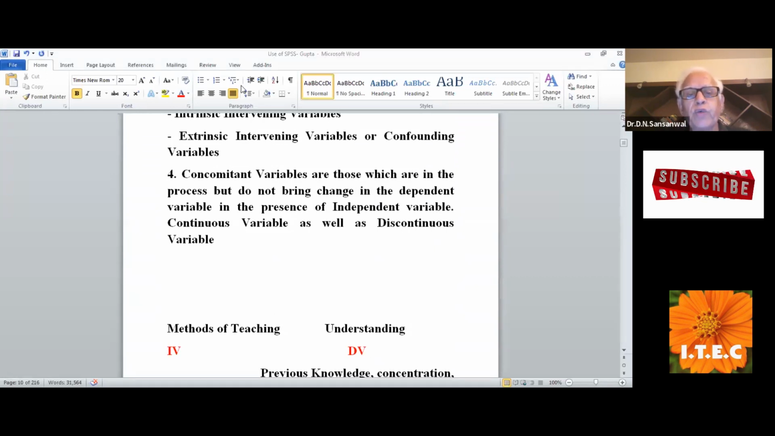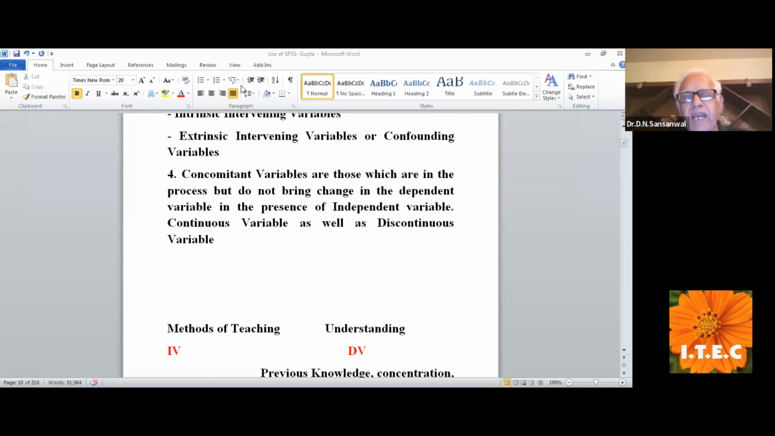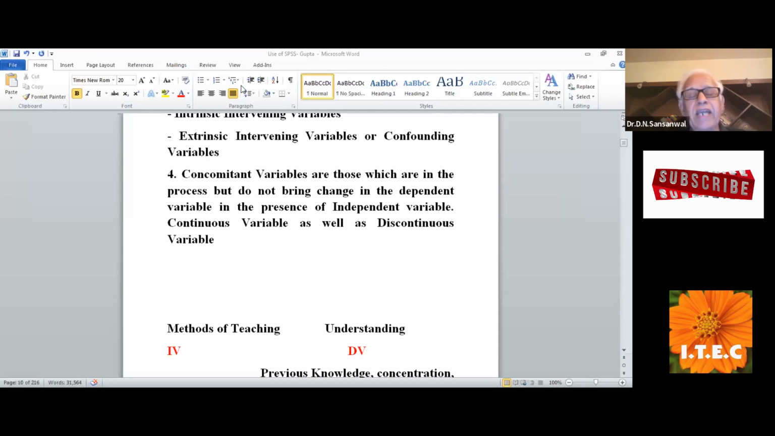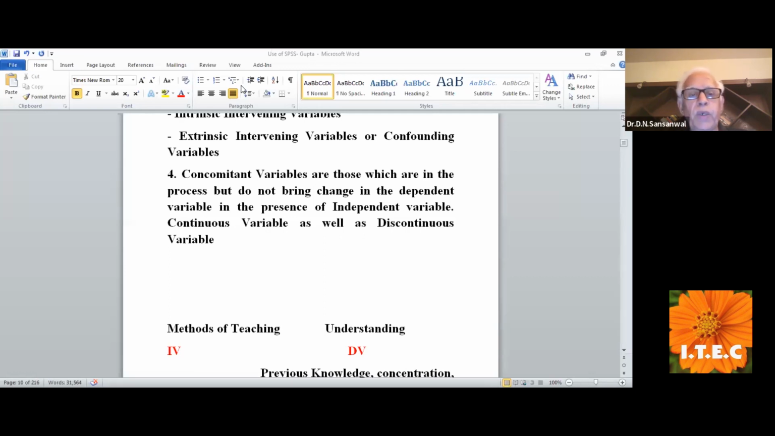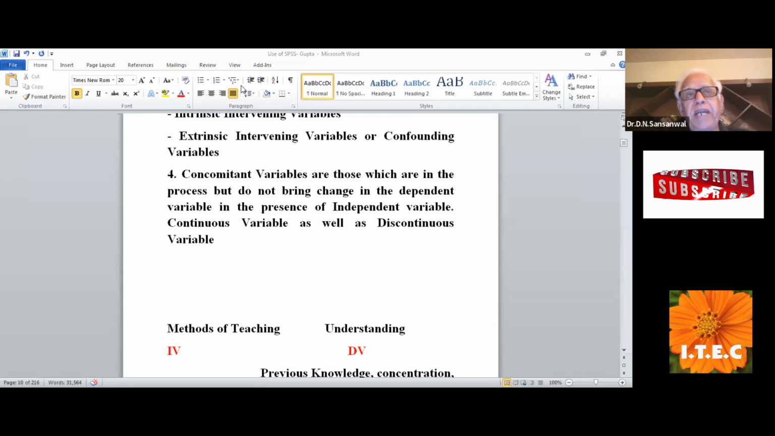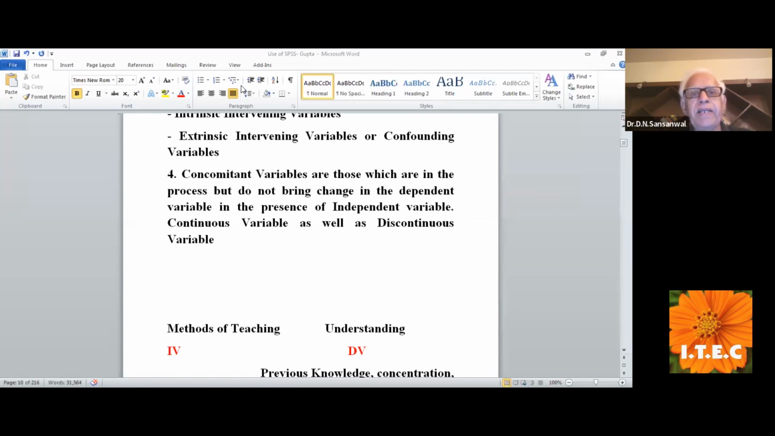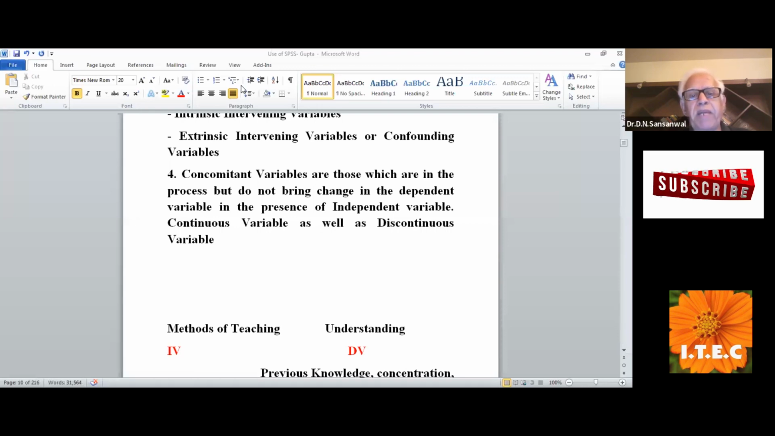Methods of controlling variable will be discussed whenever I take up the experimental method. Okay, so that I will tell. No, personality cannot be a dependent variable. I have told you dependent and independent is only in case of experimental research, and you cannot change the personality of the people. So it cannot be the dependent variable. You cannot have it, neither dependent nor independent.